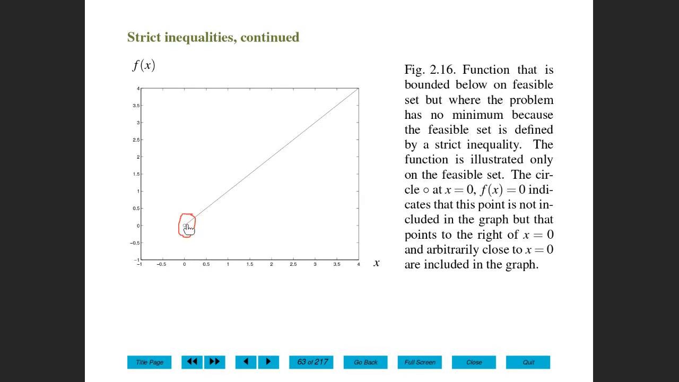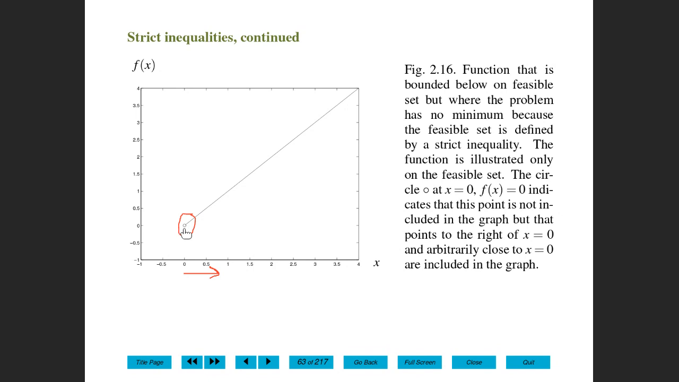So all other points on the right, like 0.0001, for example, all points here are included, but exactly this point is not included. Just to draw it in an efficient way, we write it like that. Here it's again said that the problem has no minimum because the feasible set is defined by a strict inequality, and the circle indicates that this point is not included. So this point is excluded.